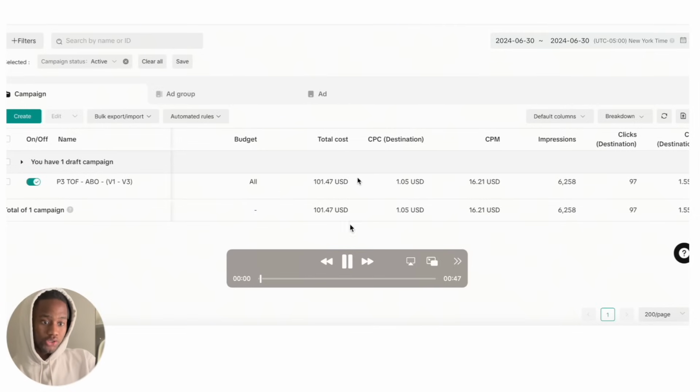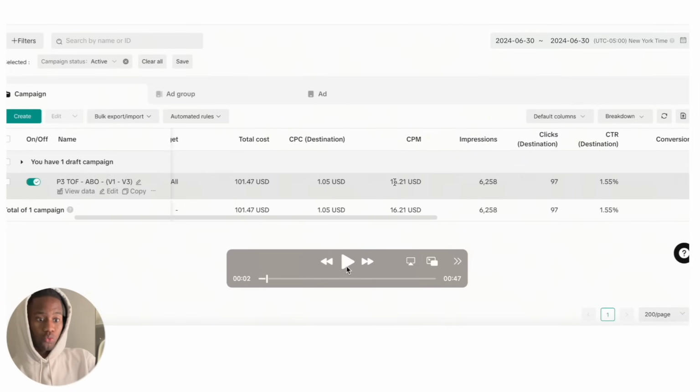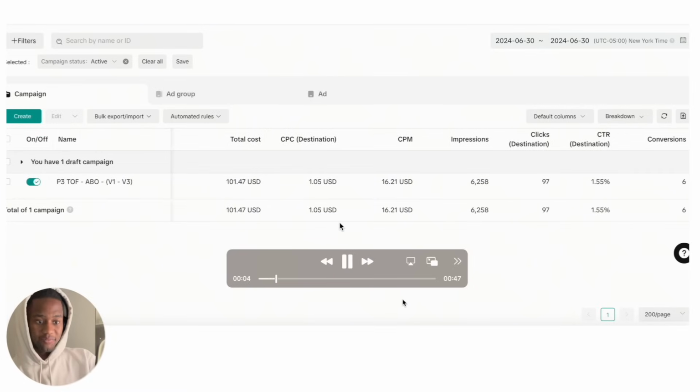We got our total cost coming in at about $101. Why? Because I did a little bit of scaling after I realized we were actually getting sales here, okay? Look at our cost per click, it's $1.05. You look at our CPM, it's $16.21. You look at our impressions, 6,000, whatever, but look at this.